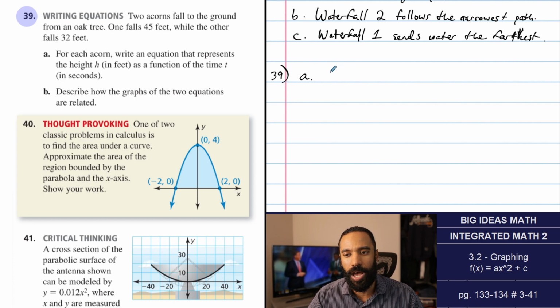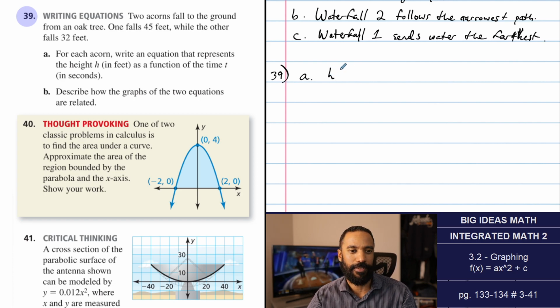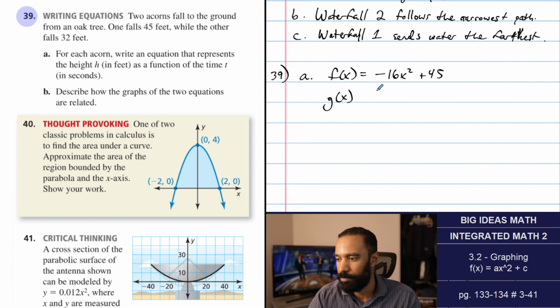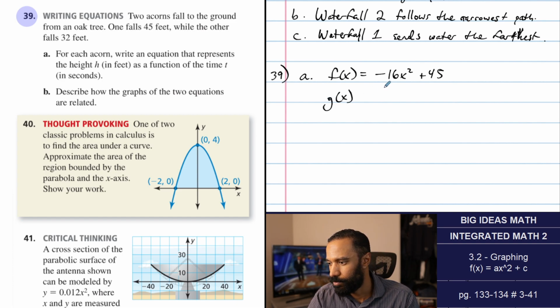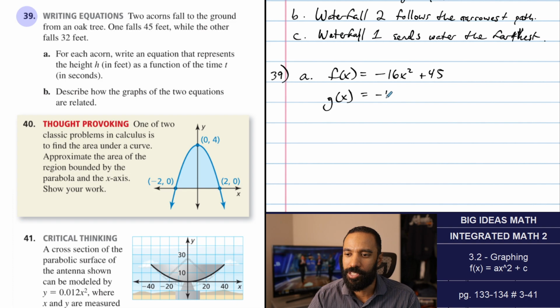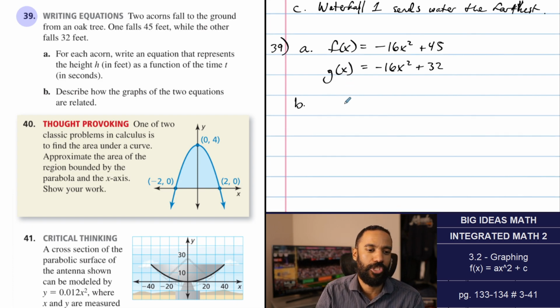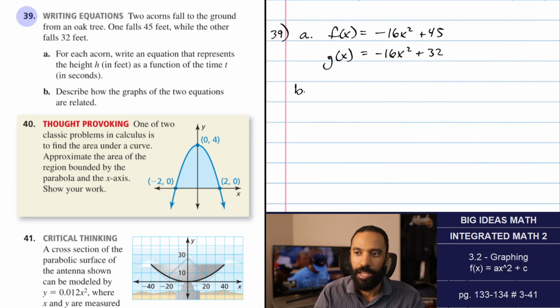So let's use f of x and g of x or something like that. f of x for 45 feet. We're going to use that 16 thing. Negative 16x squared plus 45. And the other one is going to be g of x, negative 16x squared plus 32. So that's part A. Part B, describe how the two graphs of the two equations are related.